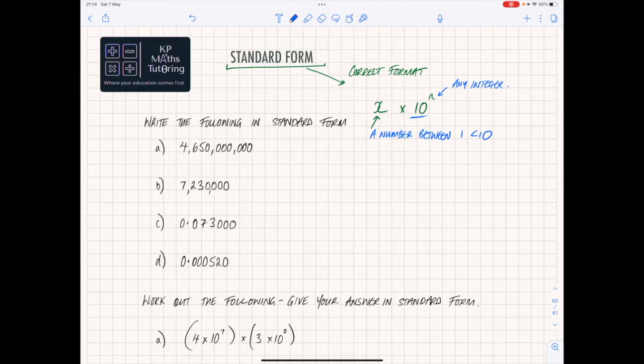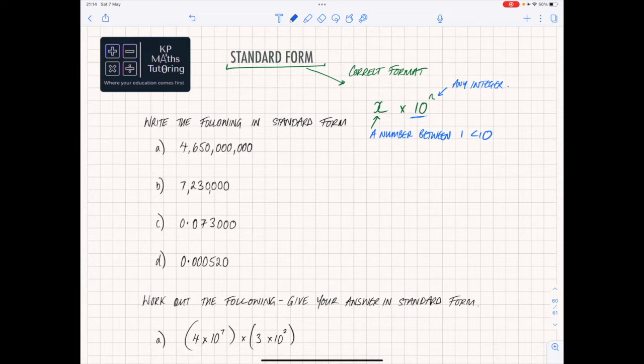So if we look at this first one, it says write this number in standard form. So this number here, we've got 1, 2, 3, 4, 5, 6, 7, 8, 9. So it's 4,650,000,000. Okay, that's what this number is. That doesn't really matter too much. You don't need to know exactly what number it is, but just to get your head around it.